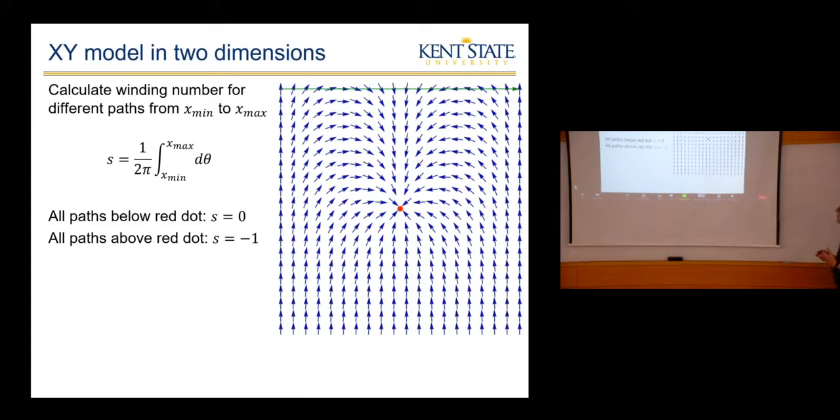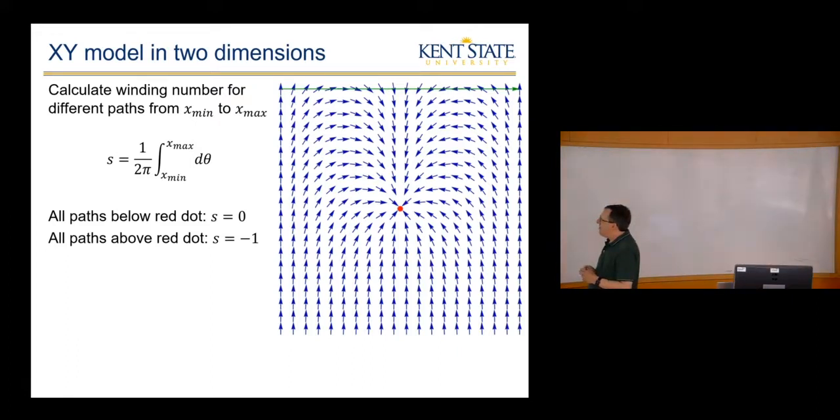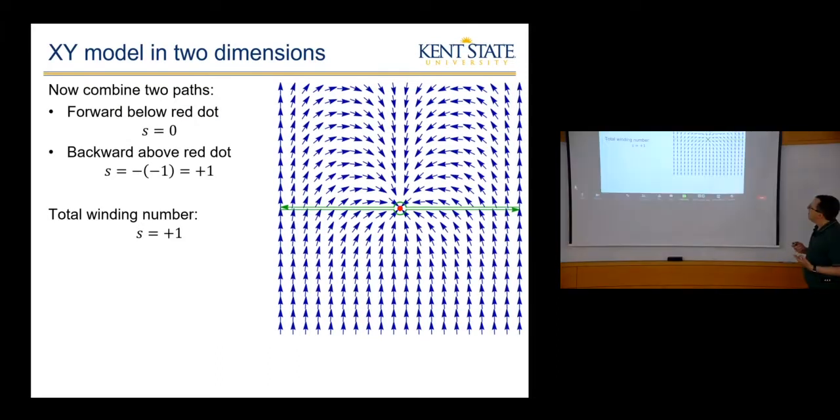And because it's a weird point, the integral is not even defined, because the integral includes a place where there's no theta, right? So I can only say what the integral is for paths that are going above or below the red dot, and not for paths that are going through the red dot. Okay, excellent. All right, so that's to say there's something special about the red dot.